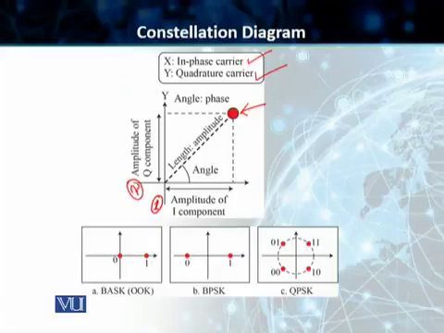Number 2. Students, the line from the origin to the signal element is, or the length of this line, it gives us the amplitude, the peak amplitude of that signal element. So that's number 3. And students, the angle that this line makes with the x-axis, this gives us the phase of this signal component.